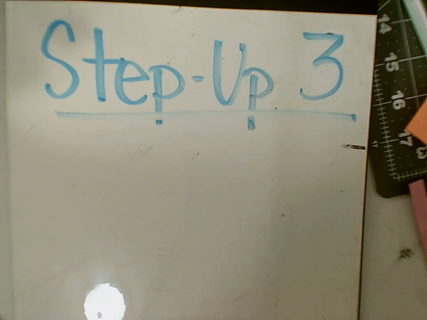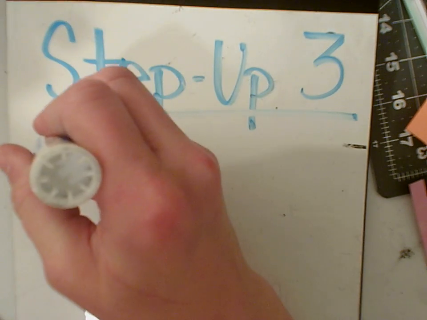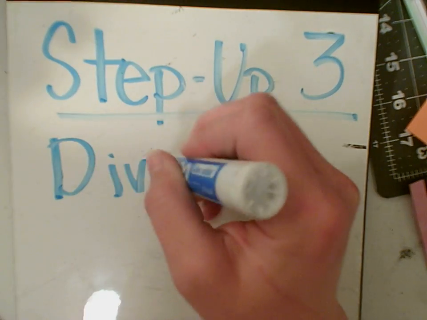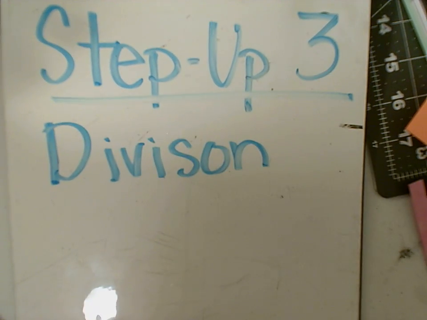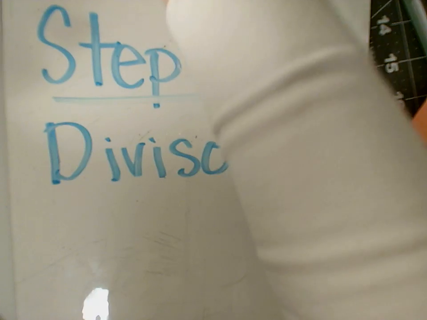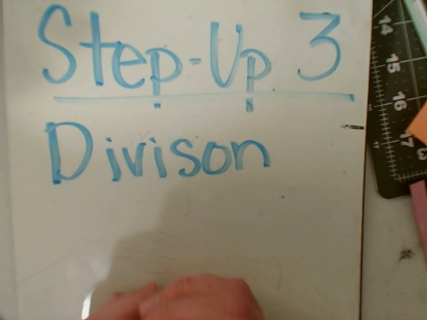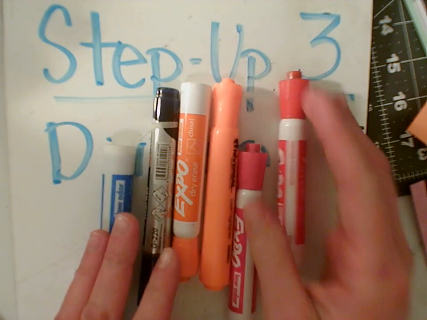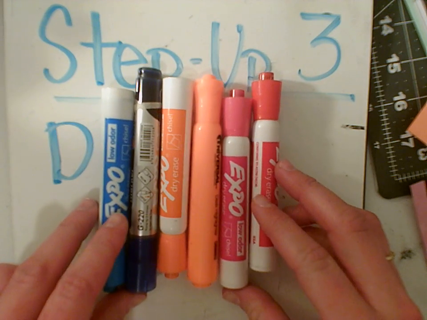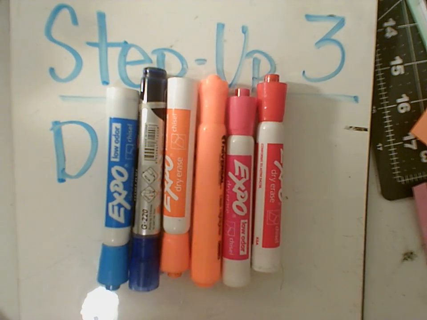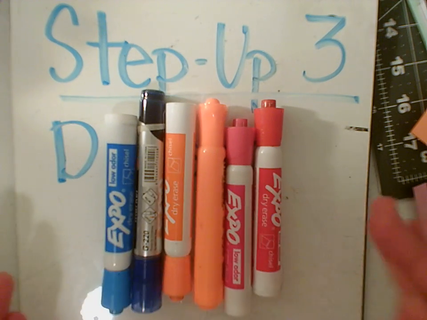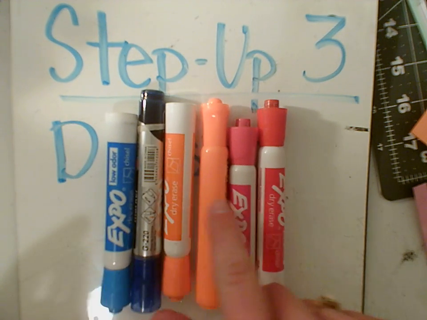Okay, so let's do a little review. Yesterday we learned about division. Remember that means that we are breaking something up into equal groups. So, for instance, I have some markers here. Let's say I'm going to do this group of markers, which how many are in here? 1, 2, 3, 4, 5, 6.